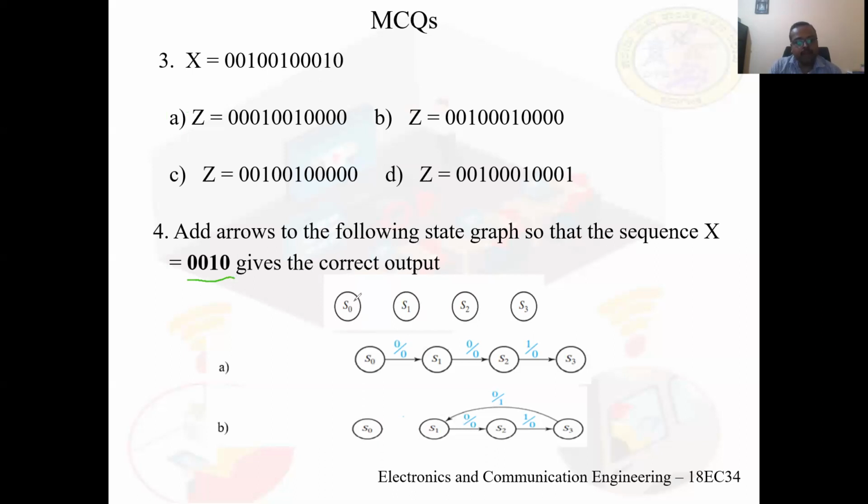Now how many states do we have? S0, S1, S2 and S3. Now you put the arrows so that the sequence will be 0, 0, 1 and 0 here. Now how do you do this one? How do you write this one?